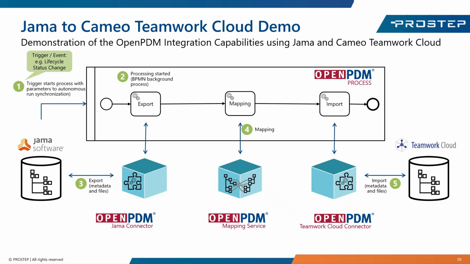In this demonstration, we're going to trigger the synchronization process, and that will then start the process server's instance of that BPMN workflow in the background. That will then export the data from JAMA, with the metadata, the files. It'll do the mapping, and then it'll import the data into Teamwork Cloud. And we're going to show the requirements beforehand within JAMA, and then the requirements within Teamwork Cloud afterwards.